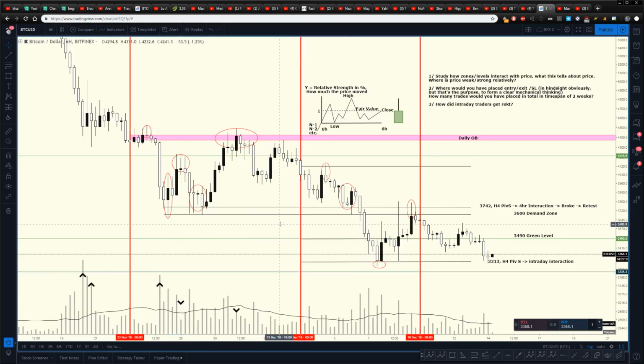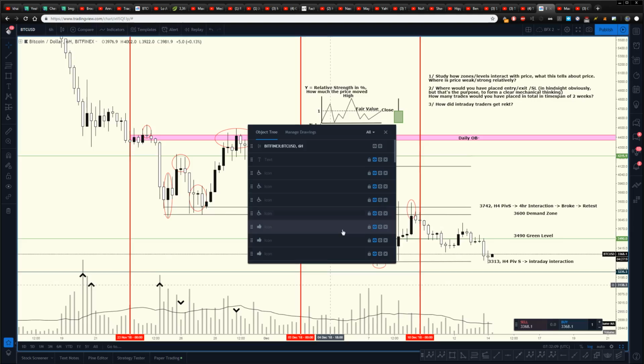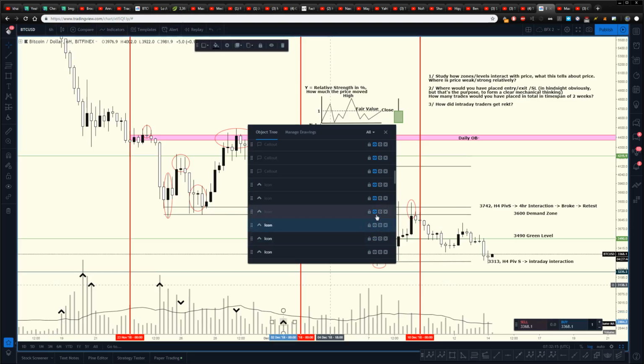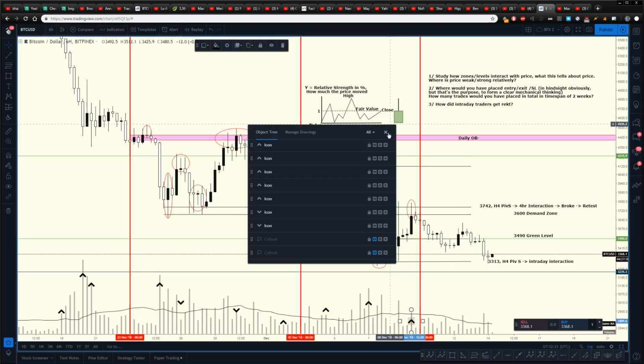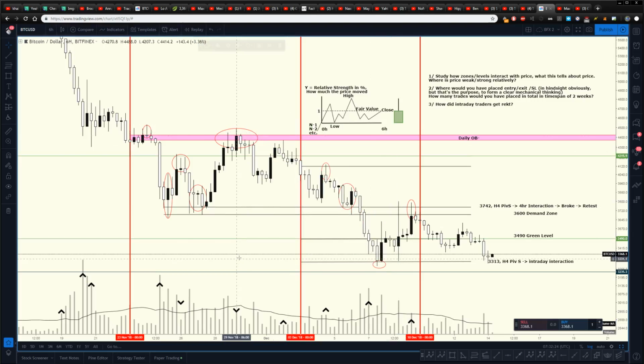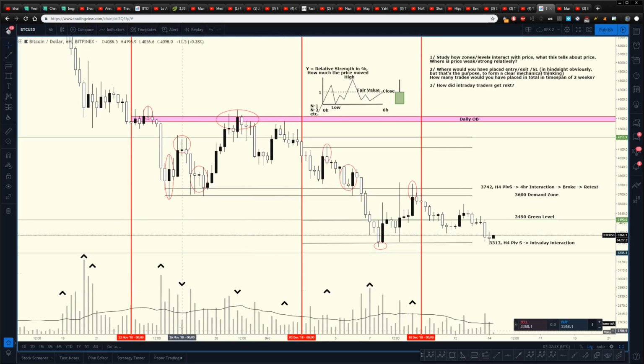Well, obviously there it's weak. Okay. Object tree. A couple more. Maybe this one. Okay. Let's do it like this. Okay, so there you go.